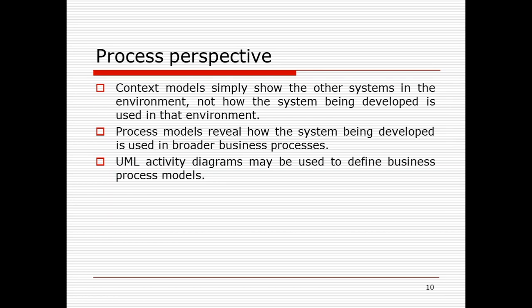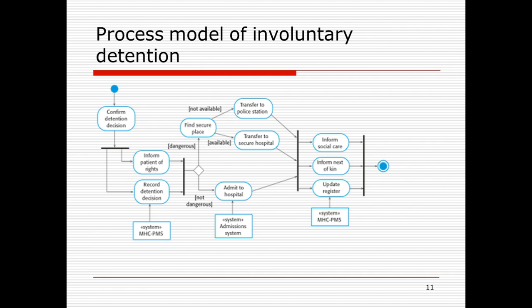So we need to have a different kind of model, the process model, which will show the way the system is used in the broader business processes. And for this, the UML activity diagram is used to show the business process model. Okay, that is to define the business process model. So here comes the activity diagram of the process model of involuntary detention of the mental health care patients. Okay, of the case study that we discussed about the mental health care patient management system.